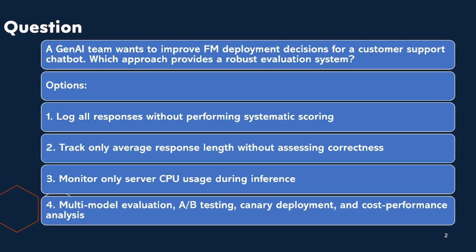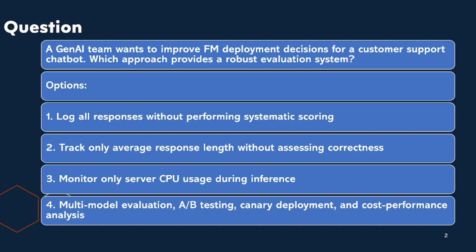All right, let's look into the next question. So here's the scenario. A GenAI team is trying to figure out the smartest, safest, and most bulletproof way to decide which model actually goes live for their customer support chatbot. They've got 4 options on the table, and only one of them is truly robust. Let's read them together real quick. Option 1, log all responses without performing systematic scoring. Option 2, track only average response length without assessing correctness.